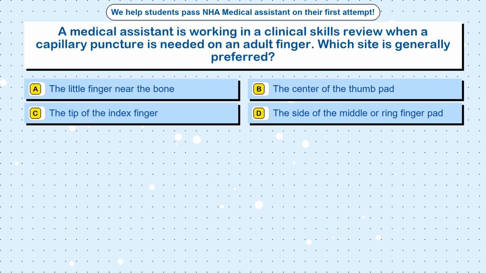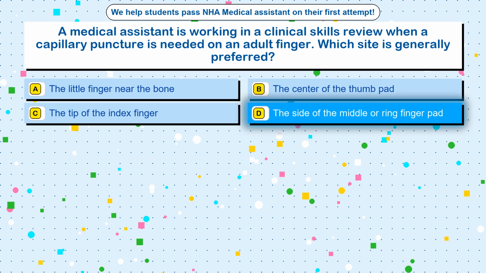Question 68. A medical assistant is working in a clinical skills review when a capillary puncture is needed on an adult finger. Which side is generally preferred? Option A. The little finger near the bone. Option B. The center of the thumb pad. Option C. The tip of the index finger. Option D. The side of the middle or ring finger pad.